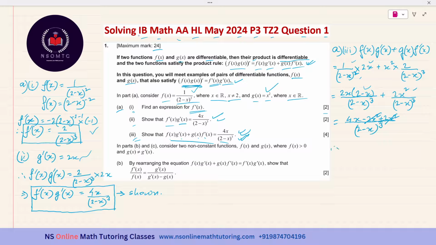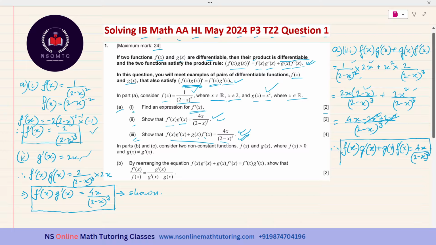So therefore, f of x times g dash x plus g of x times f dash x is equal to 4x over (2 minus x) whole raised to the power of 3. Okay. So this is shown.